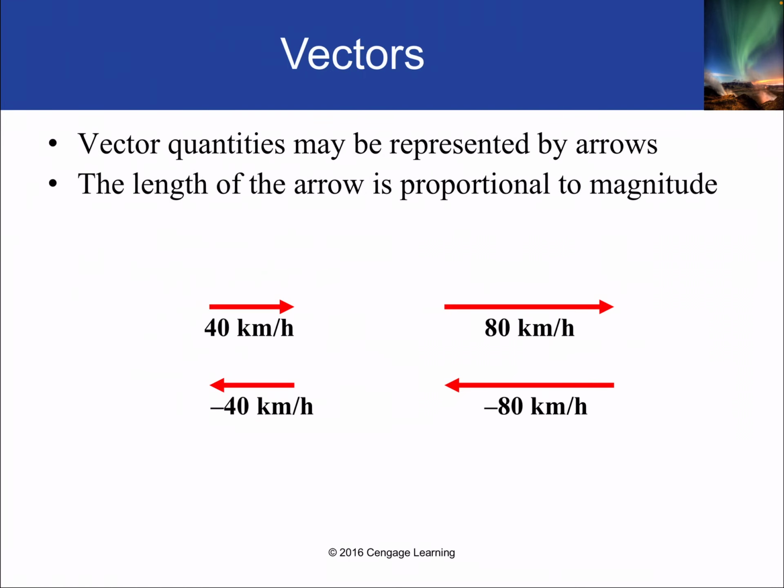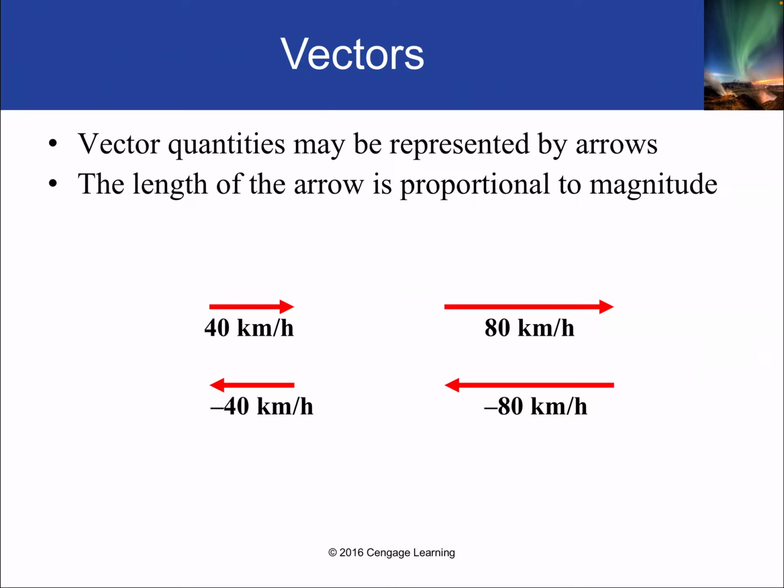Now, vectors are usually represented by lines and arrowheads. The length of the line is what's proportional to the magnitude. The arrowhead is what's giving you your direction. You can see on the first line, both arrowheads are pointing toward the east. So you're going 80 kilometers per hour toward the east. You're going 40 kilometers per hour toward the east. Notice the 80 kilometer per hour line is much longer than the 40 kilometers.